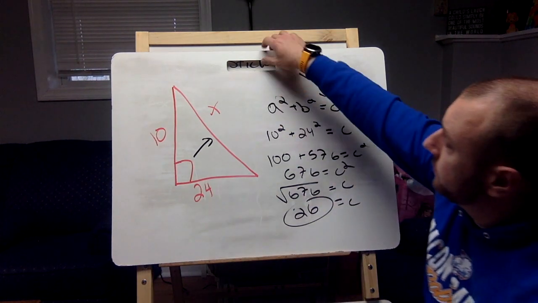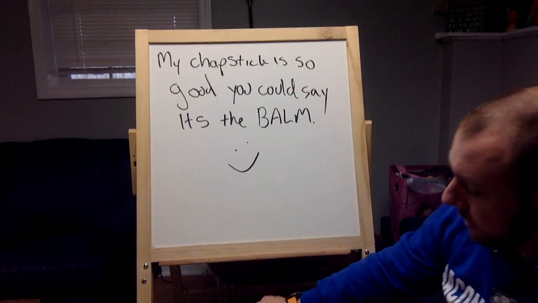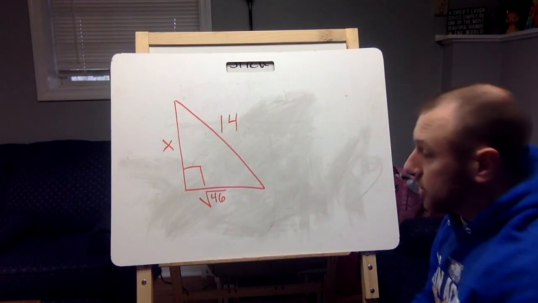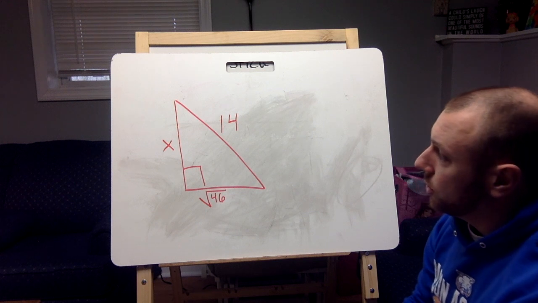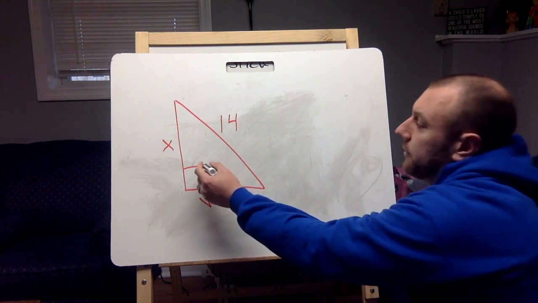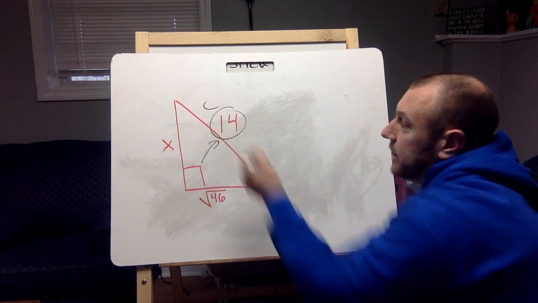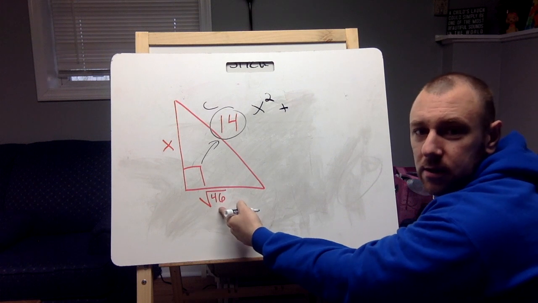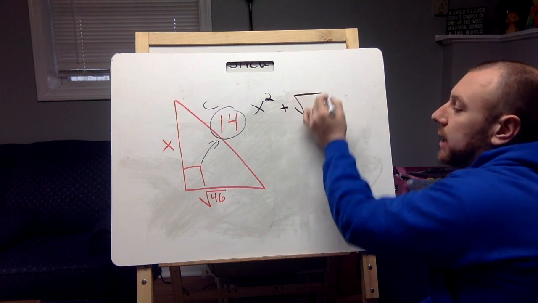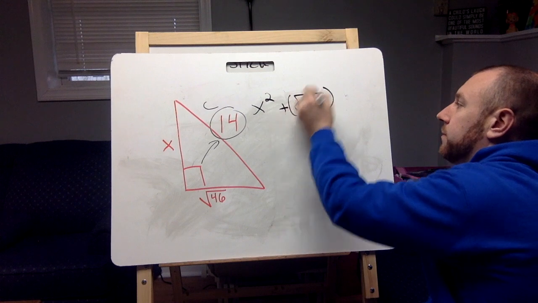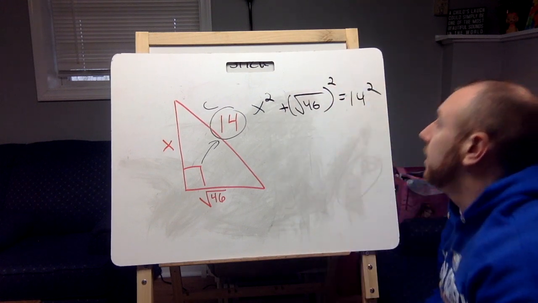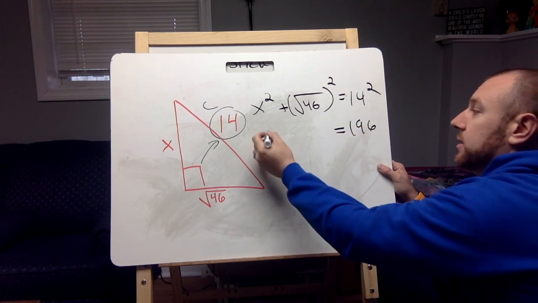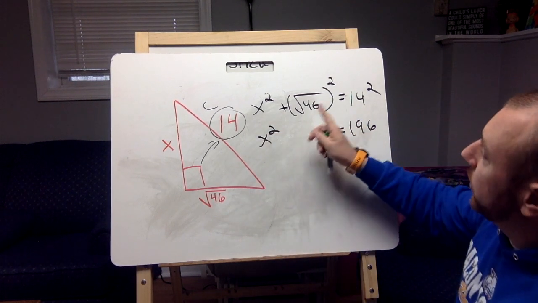Now, the harder problems come when you have something like this. It's a different type of setup because now I have my C. So I'm going to say x squared plus, you don't even know what that is, but I'm just going to write that. So now what I do is I square the 14, which is 196.